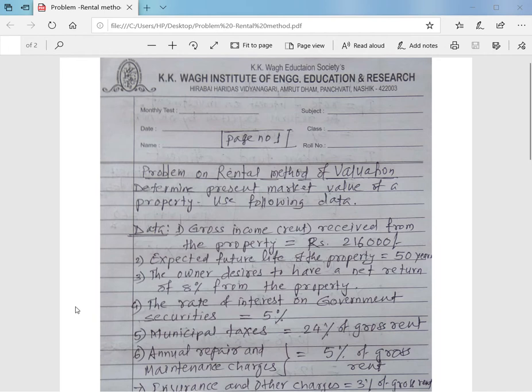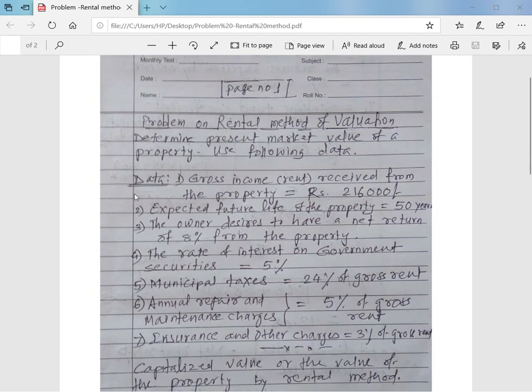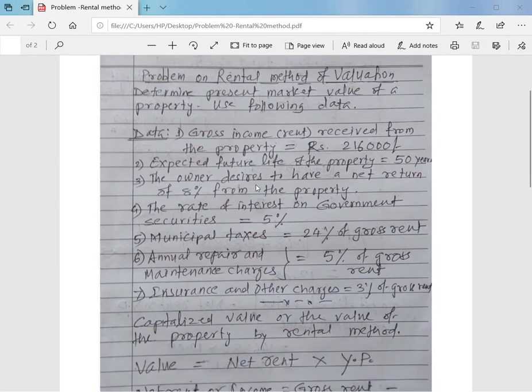Now, in an earlier lecture, we discussed the rental method of valuation. That means how to work out the value of a building when the rent received from the building is known to us. Now, let us consider a numerical on the rental method of valuation. So, here we will discuss this now. Determine the present market value of a property, that means a building, using the following data.